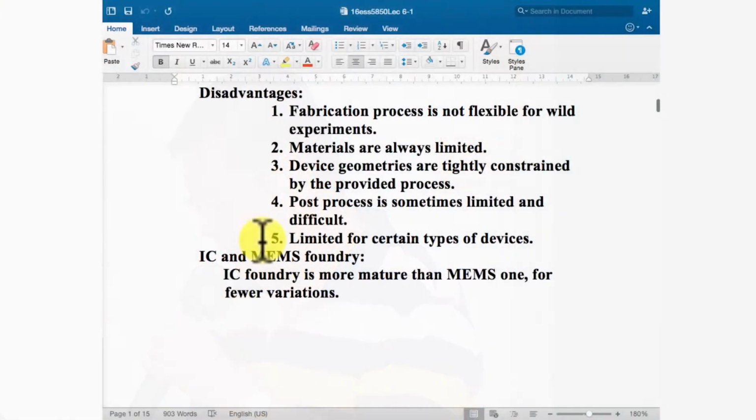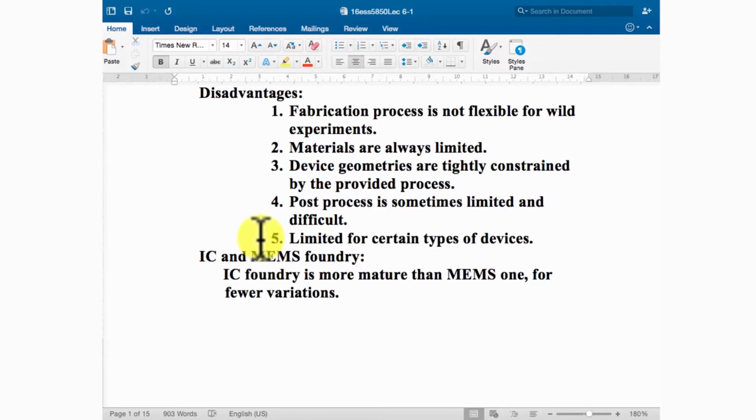And similar things: if you want to do a very corrosive etching process, you also need to consider what kind of materials are already put down on the chip. So those things are limited when you want to do the post-process. And also, this kind of fabrication process may be good for some kinds of devices, but not fit for all.